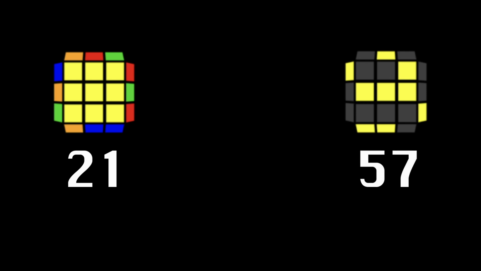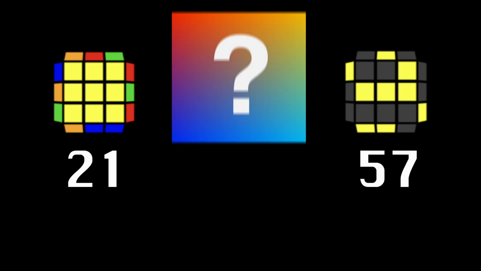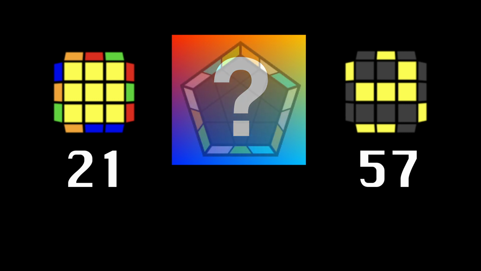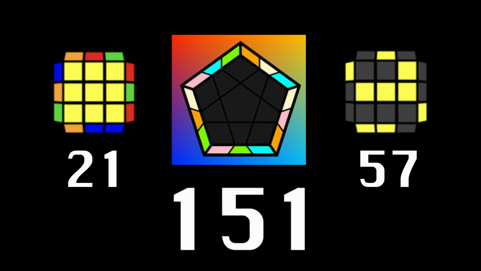Full PLL on a 3x3 Rubik's Cube has 21 algorithms. Full OLL has 57. But that's just a fraction of the number of algorithms in this alg set. Full PLL on a megaminx has 151 algorithms, and they took me over 3 years to learn. Here's how I did it.